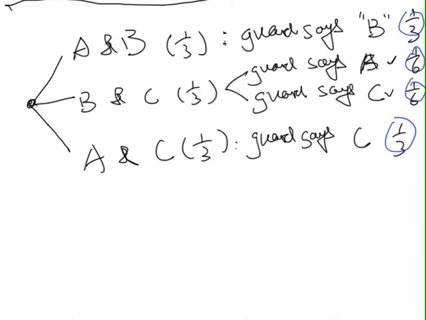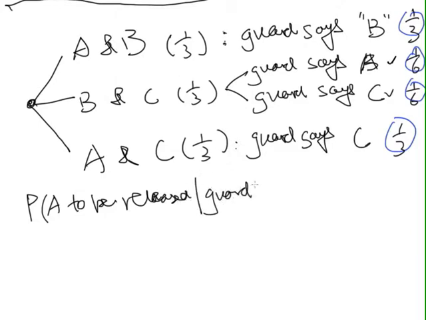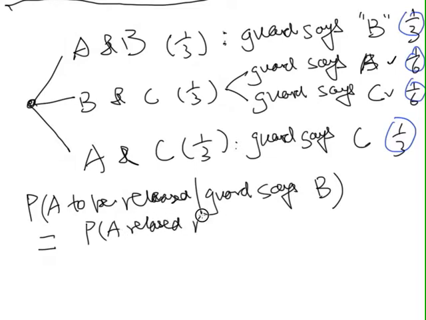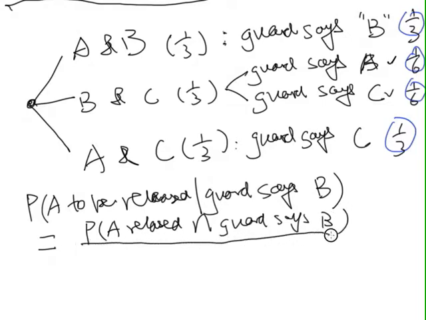Now, for example, we want to calculate the probability that A is released given the guard says B. That is equal to the probability of A released and guard says B, divided by the probability of guard says B.